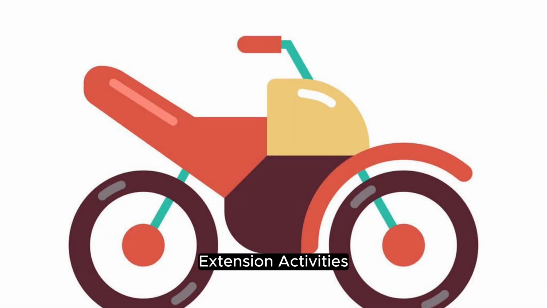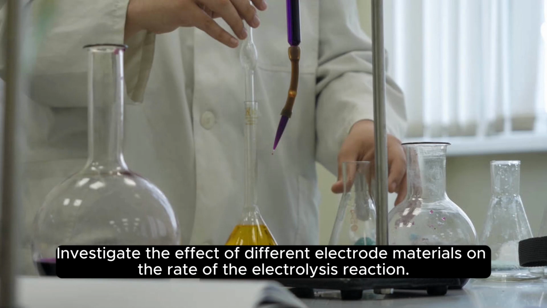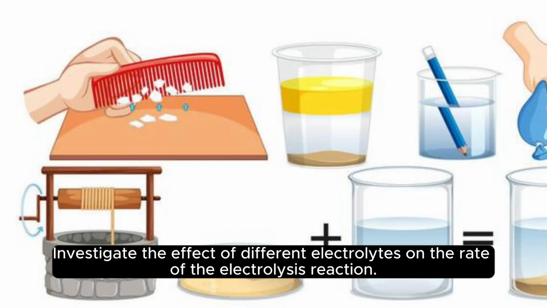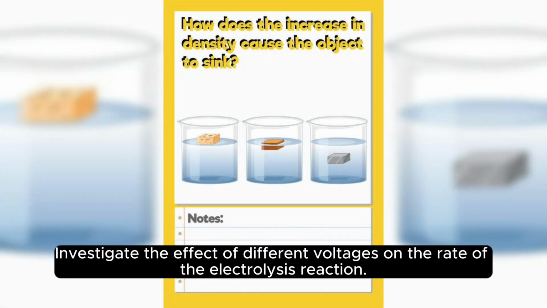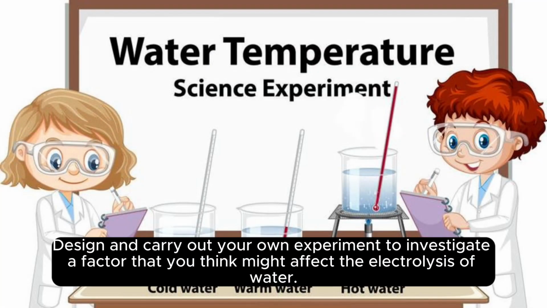Extension activities: investigate the effect of different electrode materials on the rate of the electrolysis reaction. Investigate the effect of different electrolytes on the rate of the electrolysis reaction. Investigate the effect of different voltages on the rate of the electrolysis reaction. Design and carry out your own experiment to investigate a factor that you think might affect the electrolysis of water.